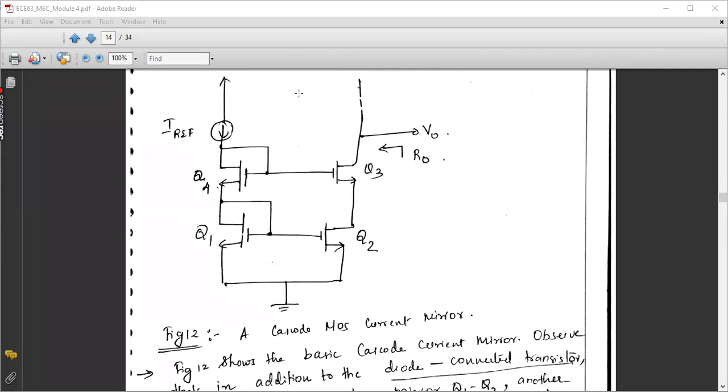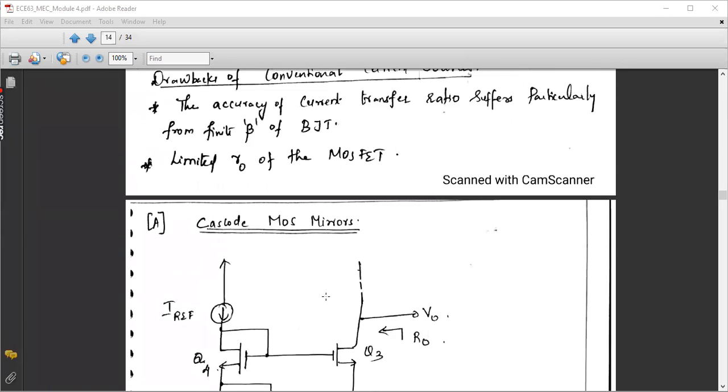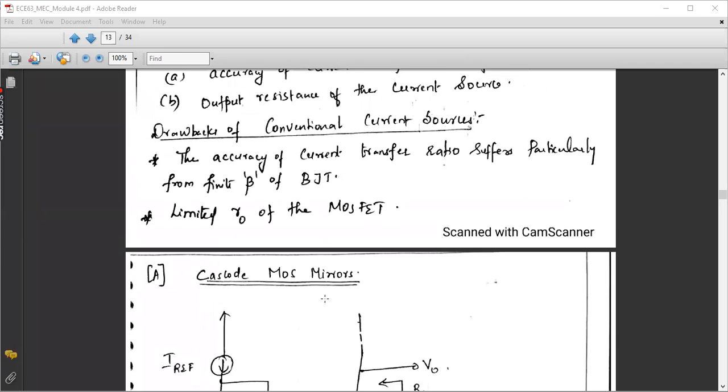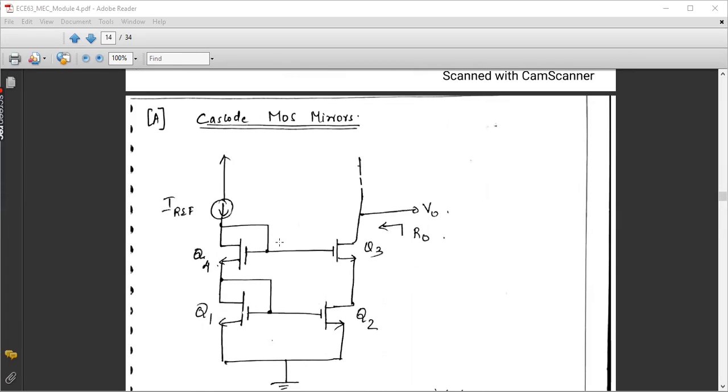So in order to address the previous drawbacks of the conventional current mirror circuits, I told you we are discussing some current mirrors with improved performances. So how are we going to improve the performances? We are going to improve them with respect to two parameters. One is the current transfer ratio needs to be 1:1, by discarding these beta effects. And the second one is we need to increase the output resistance. So these two issues are being addressed in the following circuits.